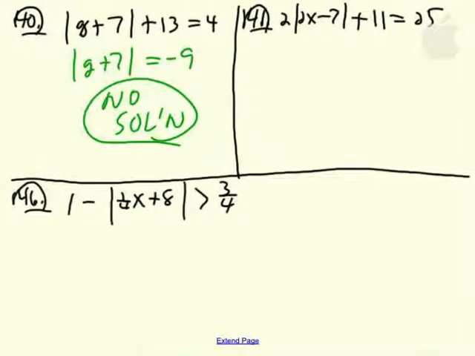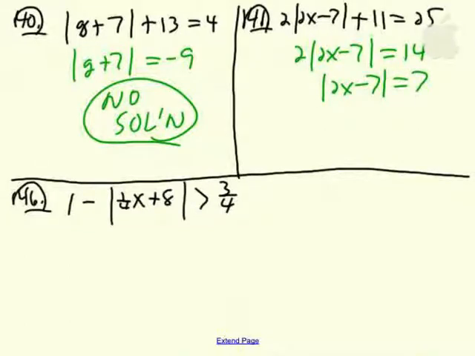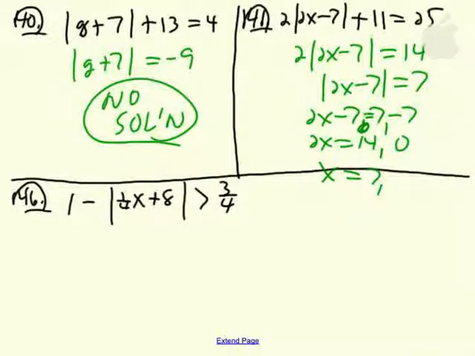On 41, subtract 11. And then divide by 2. And so the 2x minus 7 has got to equal 7 or minus 7. So 2x is going to equal 14 or 0. X then is going to equal 7 or 0.